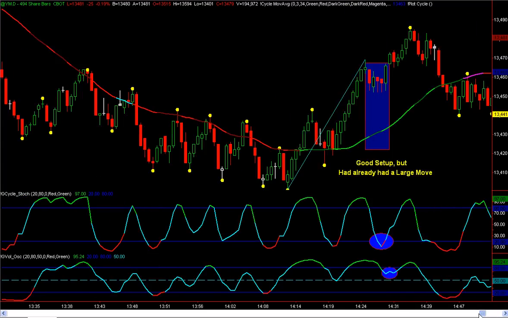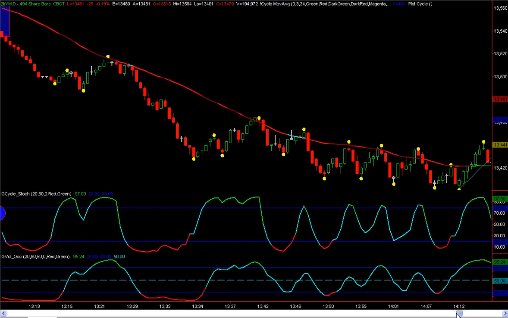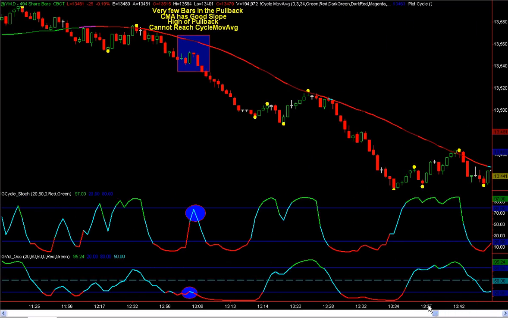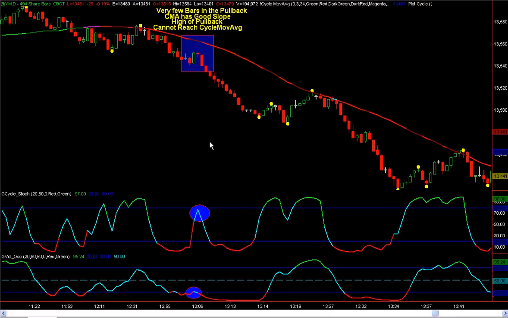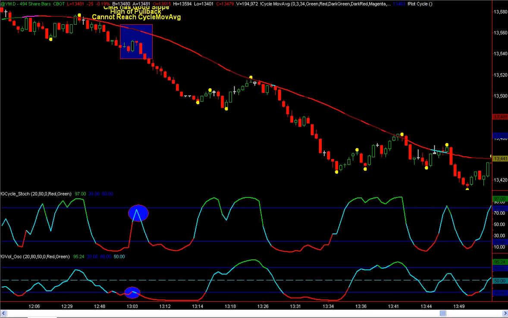Let's back up in time just a little bit. Now this is an area that I'd like to show you that would have been a good trade. If you will notice, and I have written here, we had very few bars in the pullback. The CMA has a good slope. We have a good slope on that particular area.